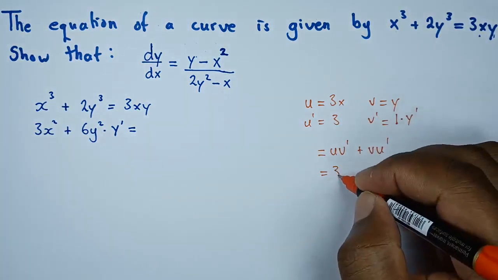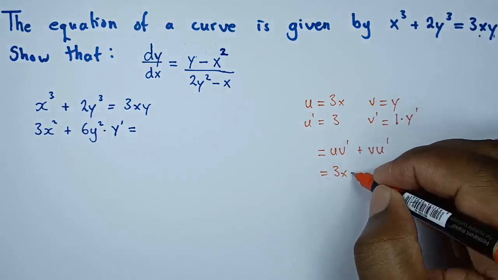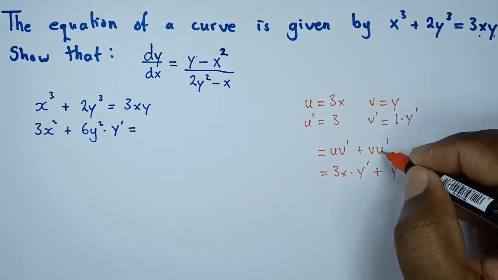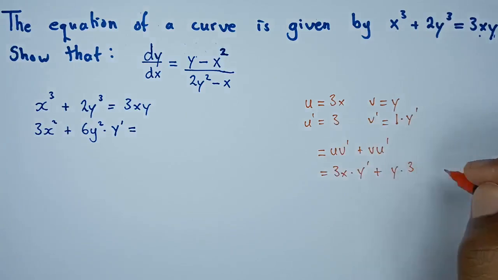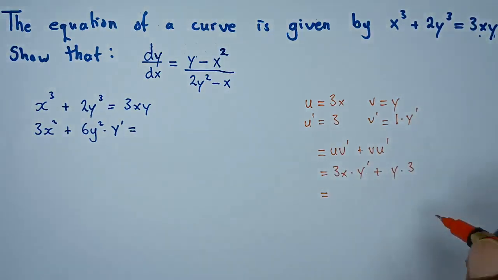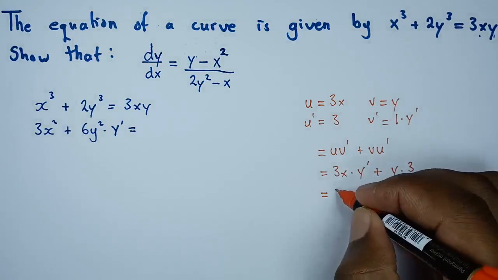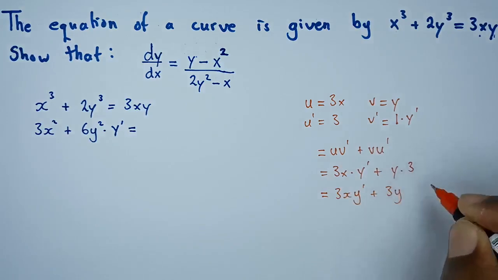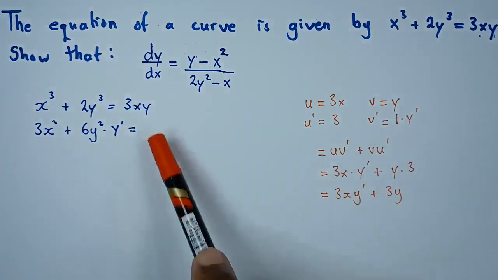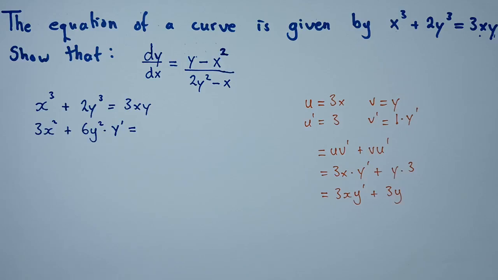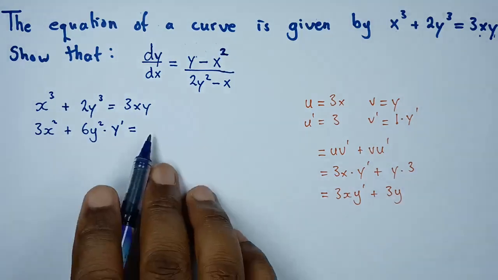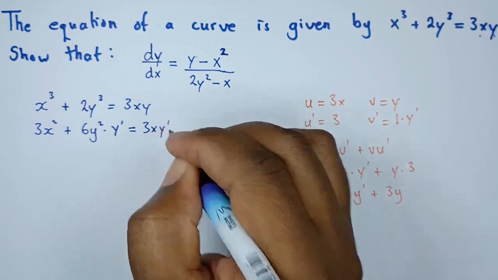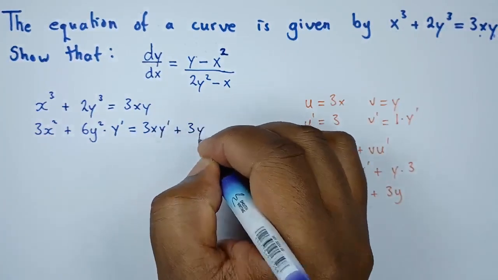Our u is 3x. Our v prime is simply y prime, plus our v is y, and our u prime is 3. So if we simplify this, we are going to get 3x y prime plus 3y. So this is what we get when we differentiate this part, which has x and y. So we use the product rule to obtain this expression. So here, the derivative of this part is simply 3x y prime plus 3y.